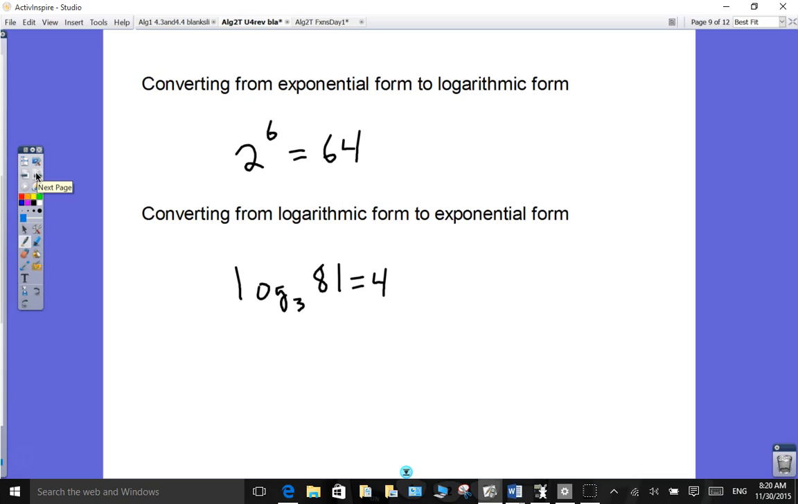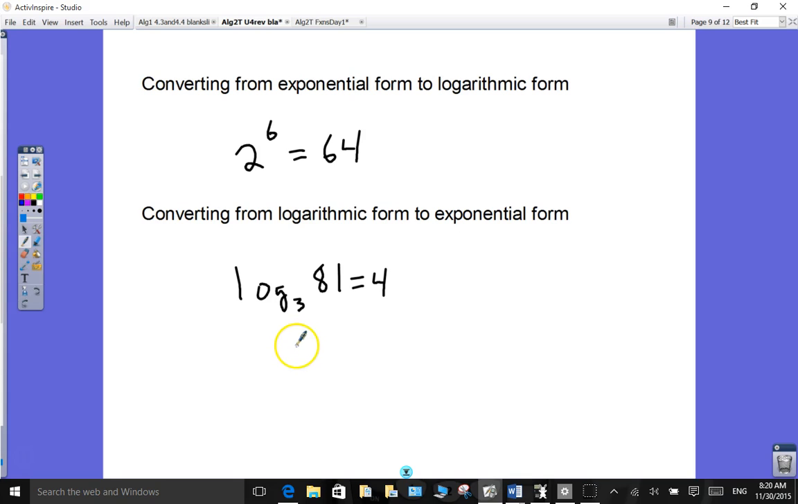Okay, you need to know how to convert from one form to the other, right? We did the one last night, or in the homework that we just checked. We went from logarithm to exponential. So what about this one right here? If log base 3 of 81 equals 4, write that in exponential form.